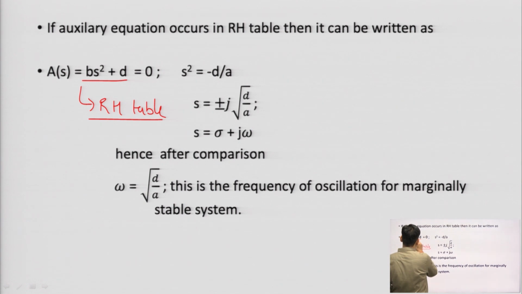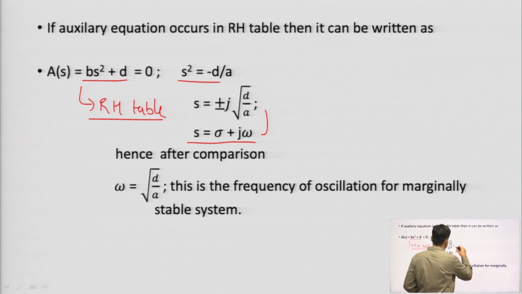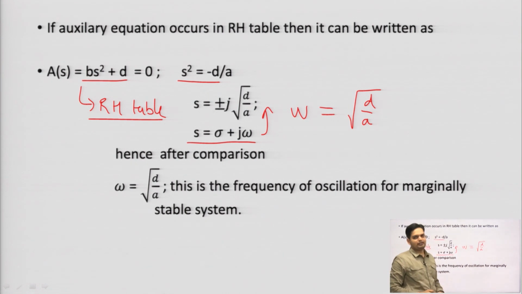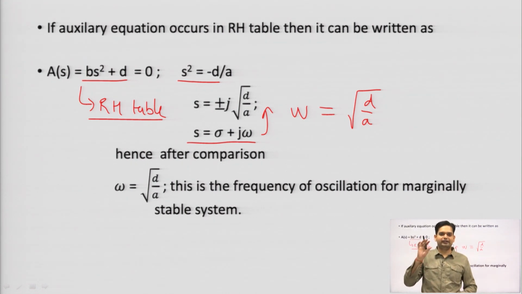Okay. So, when we would like to solve for the value of s, we are getting s square equal to minus d by a, and s equal to plus minus j under root d by a, and s is a complex term, sigma plus j omega. So, from here I can calculate the frequency of oscillation, which is under root of d by a. Whenever auxiliary roots are coming and they are lying on the imaginary axis, it means my system would be what?